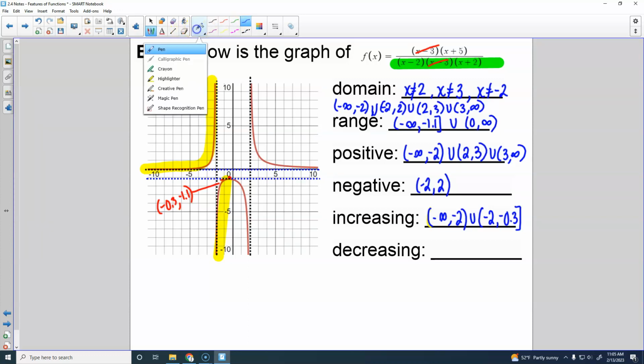All right, but I won't try to trick you on it. Here, we're going to decrease. So that would be from -0.3 to our +2. Again, I'm going to use the bracket because I think it's more common to see it. But if you put a parenthesis, I could live with it. It'll be fine.